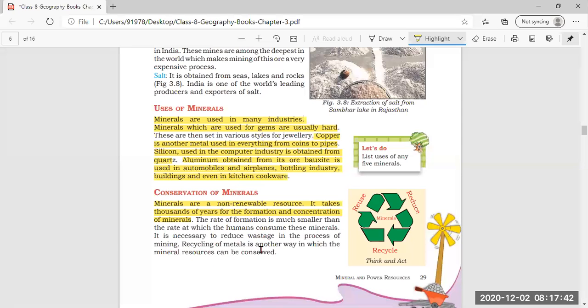So it is necessary to reduce wastage in the process of mining. We should keep in mind that we should not waste the minerals, and recycling of minerals is another way in which the mineral resources can be conserved. So these are the three things: we can reuse, we can reduce the use of minerals, and recycling can also be done.